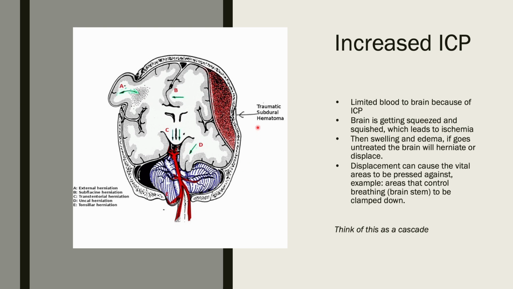And here's a traumatic subdural hematoma. Someone gets hit in the head. Blood is building up. You can see it shifting, or actually herniating out of the skull, or herniating here, or just clamping down on that brainstem.